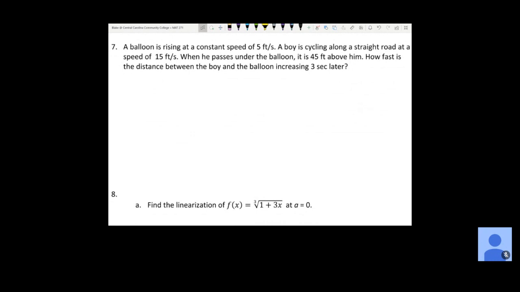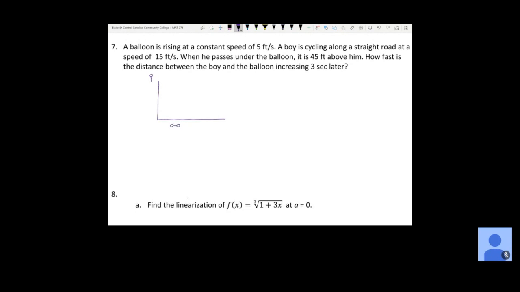Okay. All right, so it's going to look like a right triangle, right? Because we're going to have a balloon that's rising. That's going to be a vertical line. We're going to have a bicycle along the horizontal, right? So basically, balloon's moving like this, bicycle's moving like this. Right? And so we can put our balloon up here, and then we can put our bicycle.